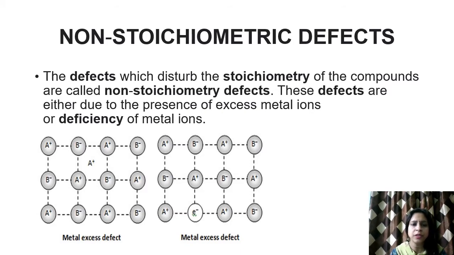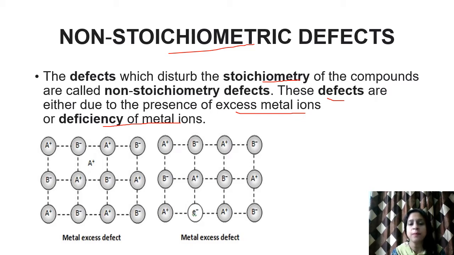In non-stoichiometric defects, as we can see, these are the defects which disturb the stoichiometry of the compounds. What do you mean by that? That the ratio of the elements present in the compound is different from what is present in the formula of the compound. These defects are basically because of the presence of excess metal ions or deficiency of metal ions, and that's why they can be categorized into two categories: excess metal or deficiency of metal ions.